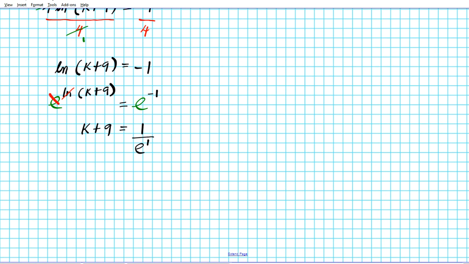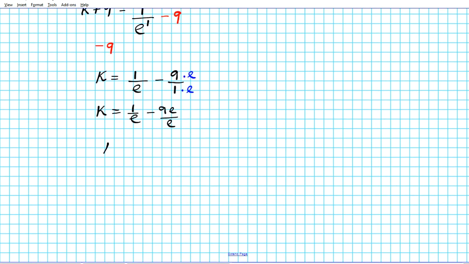To get k by itself, final step, we will subtract 9 from both sides of the equation. On the left side, we have k isolated, which is the goal. And then we have 1 over e to the first power, which is just e, minus 9. Now, we can write 9 as a fraction, 9 over 1, because we want to combine these two terms. How do we subtract 9 over 1 from 1 over e? We find the LCD. The LCD of e and 1 is e. So you multiply the 9 over 1 by e, top and bottom. And that results in k equals 1 over e minus 9e over e.